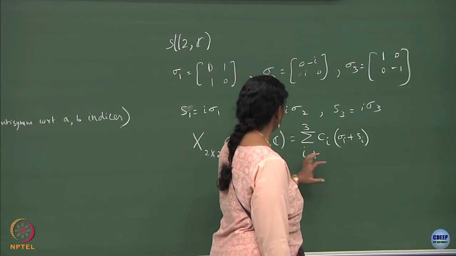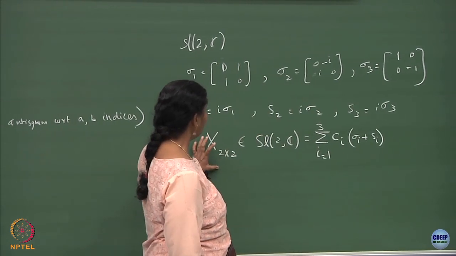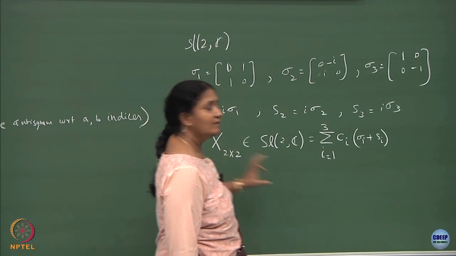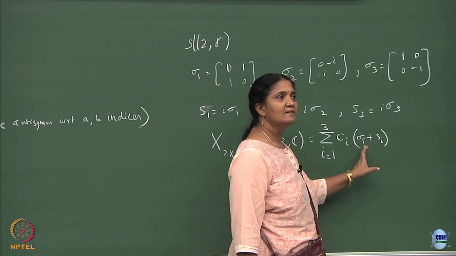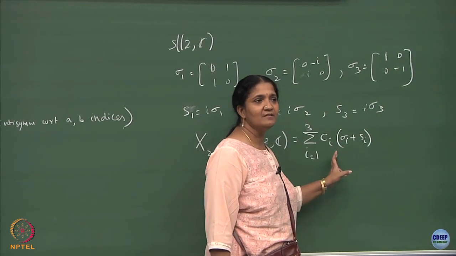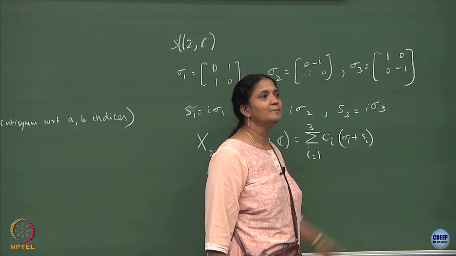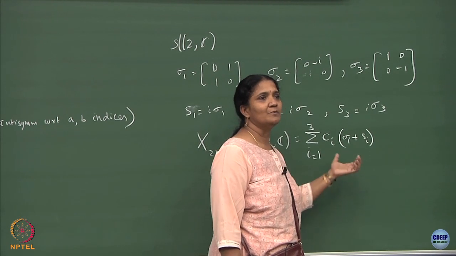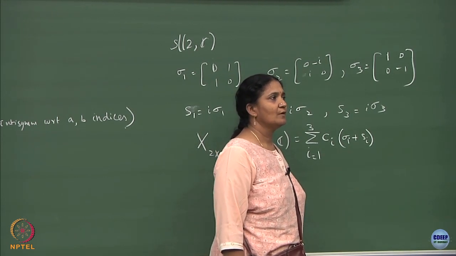So, you can show that these are Hermitian and traceless. Any linear combination with coefficients will also make it Hermitian and traceless. So, it is not a problem. Okay.